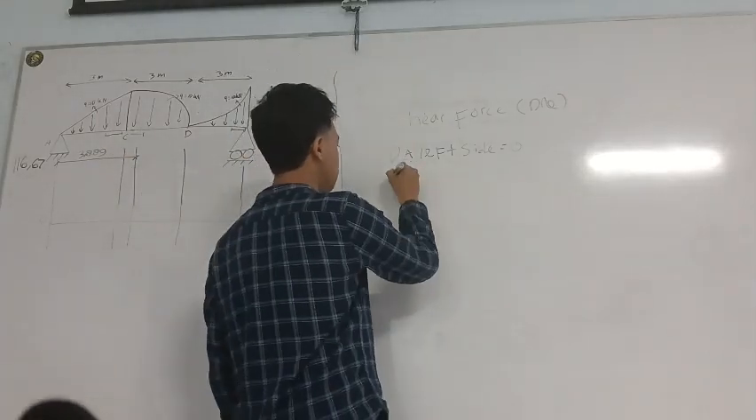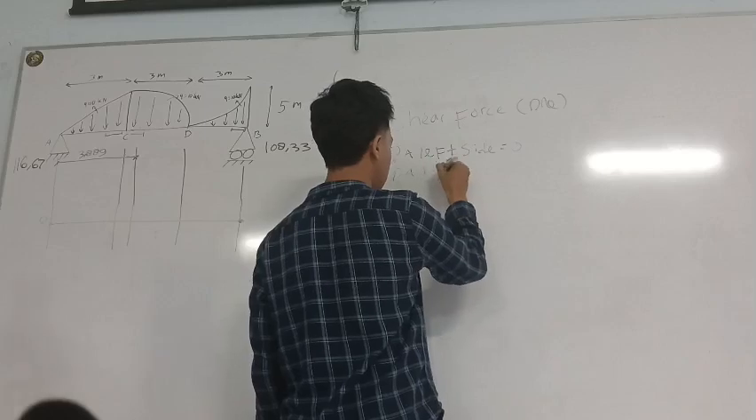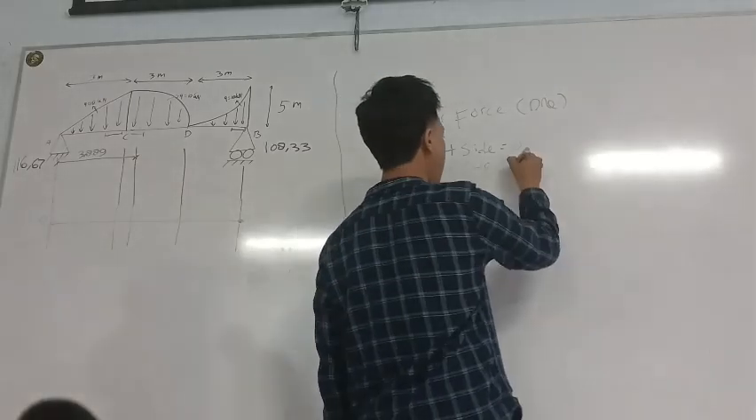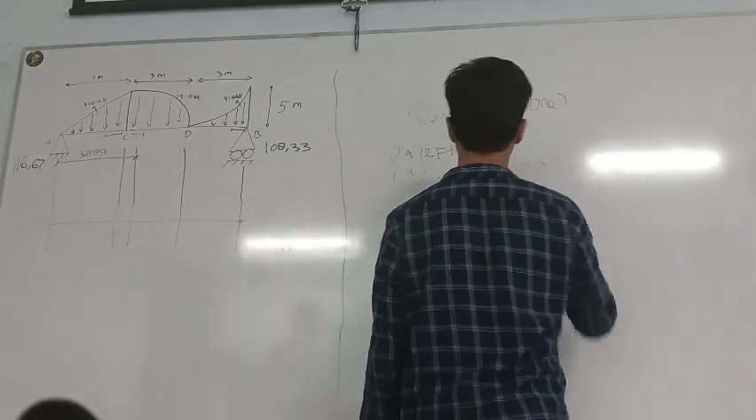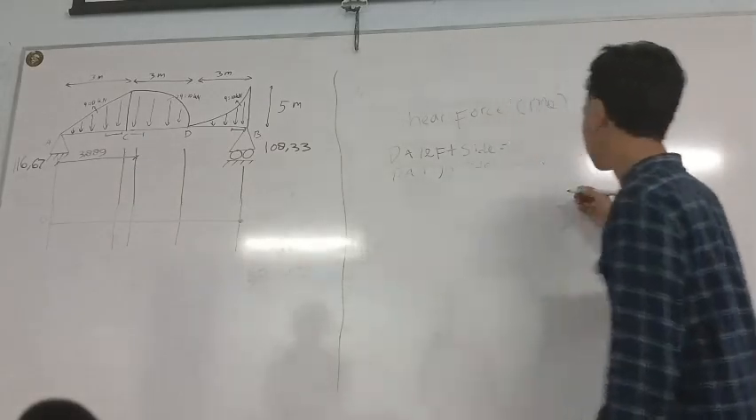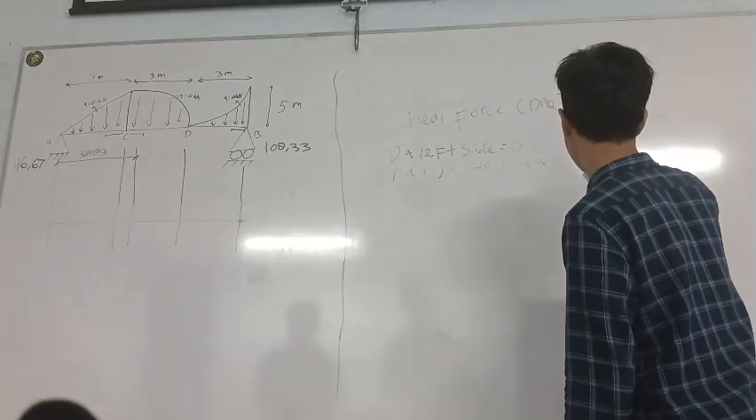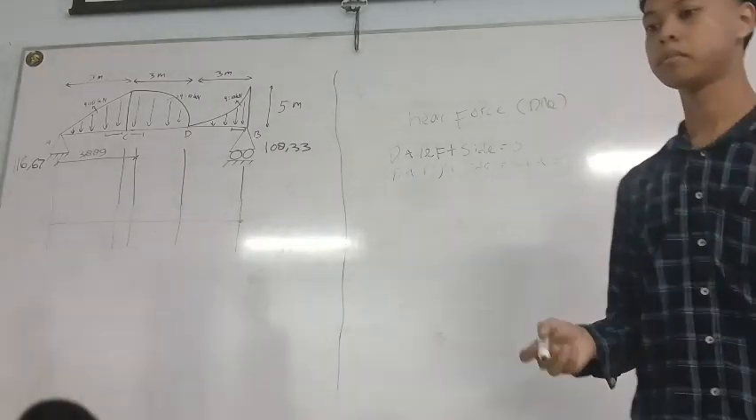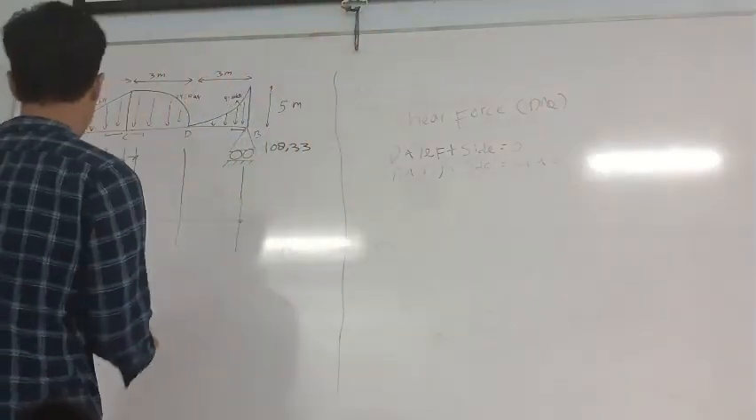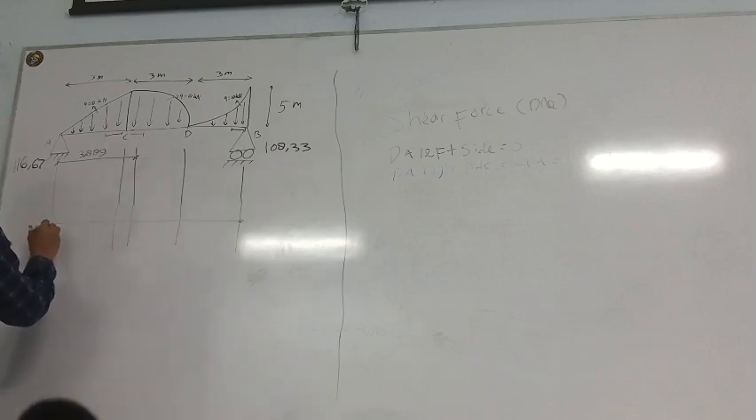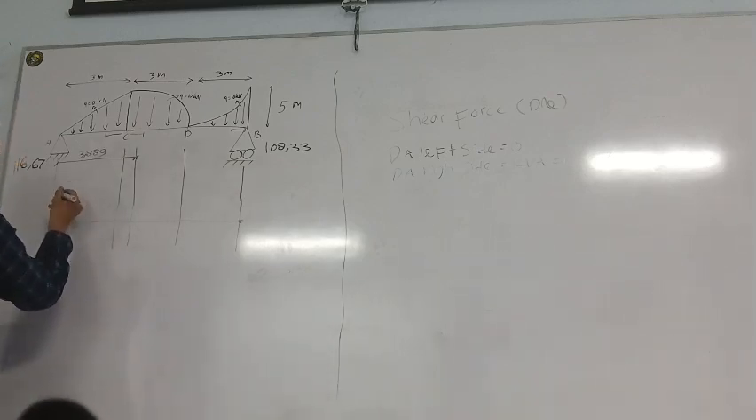Then TA right side is equal to RVA, and the answer is 116.67, because on the right side of TA there is RVA. So we draw the point in here.